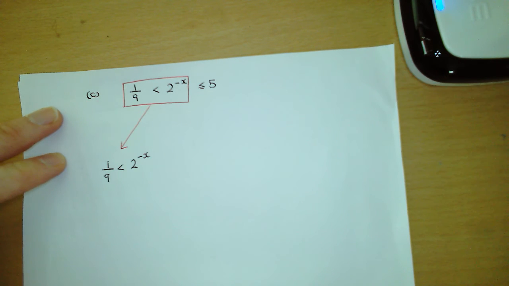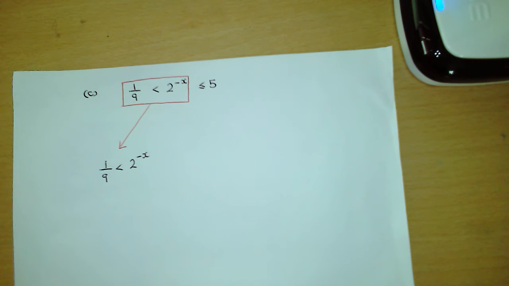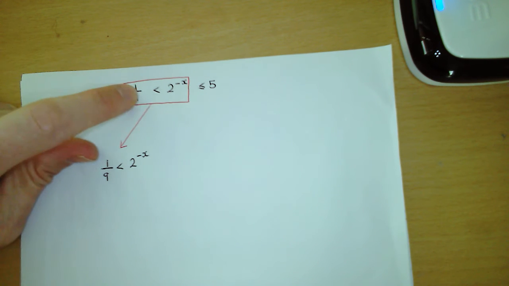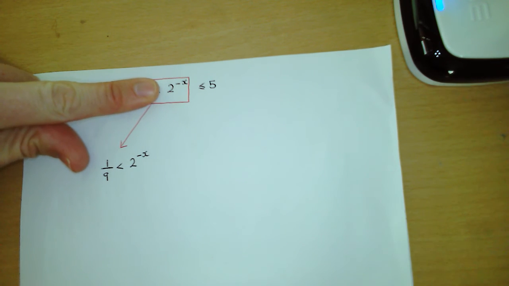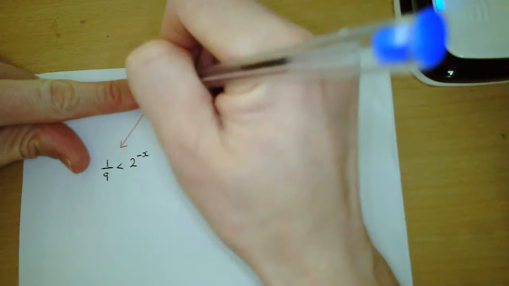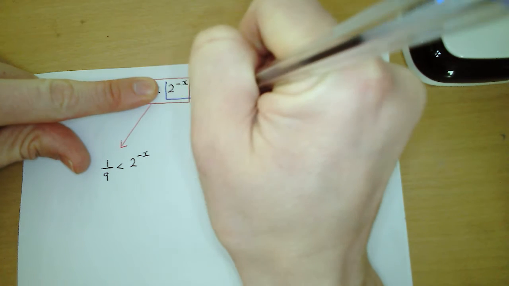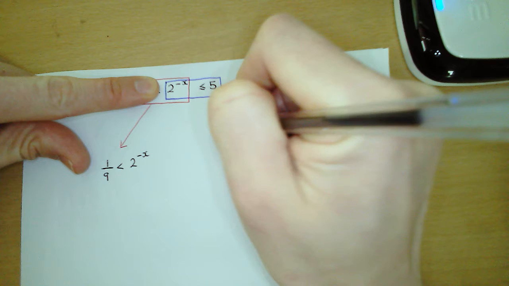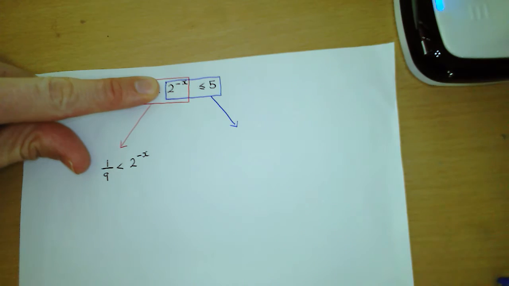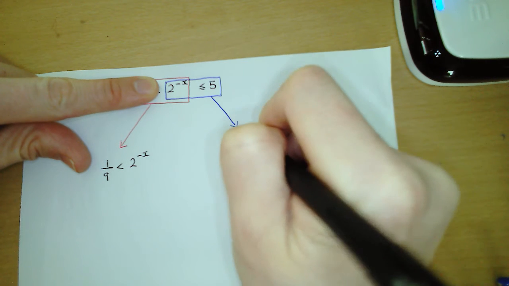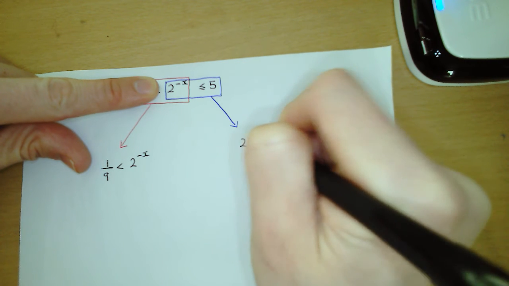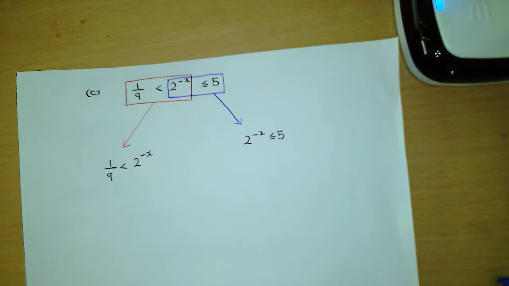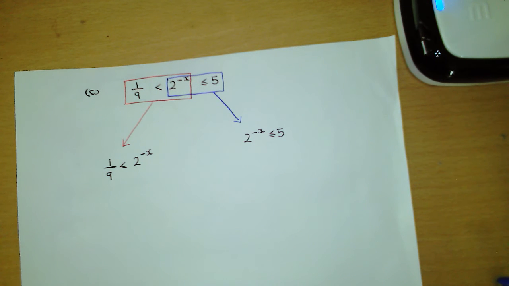What we do now, again, is we take our hand and we cover up the inequality sign that's furthest to the left and everything before it, and there's the second inequality that you're going to solve. Now, we just solve the two separate inequalities separately.